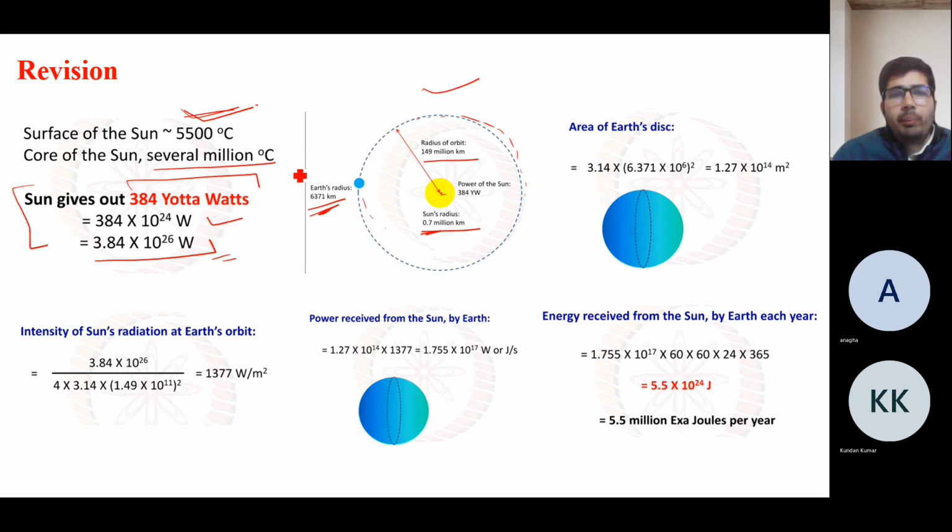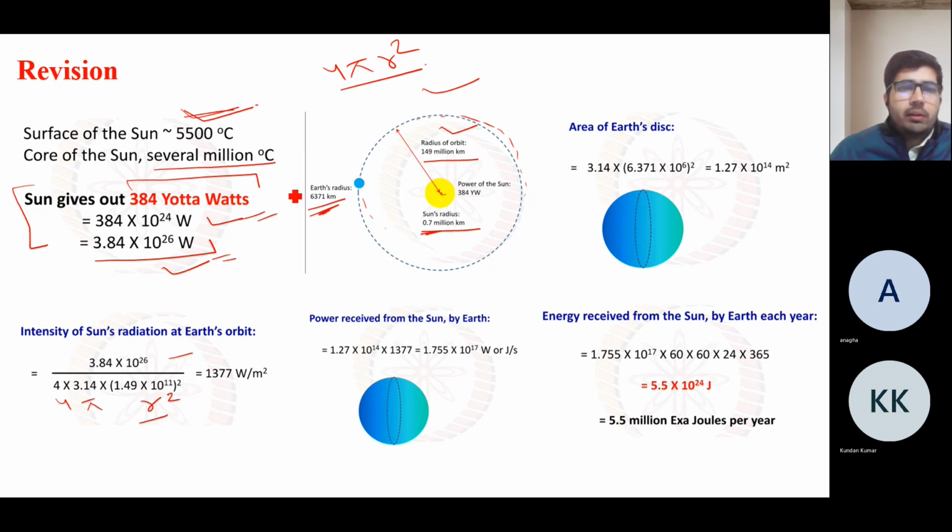So we know the radius of the Earth's orbit. It is around 149 million kilometers. It's in a spherical form, and we know the area of a sphere is 4 pi r square. So we know the total energy and we know the radius of the orbit, so we can find out how much energy is coming per meter square. Just divide this total 3.84 into 10 to the power 26 watt by the area, 4 pi r square.